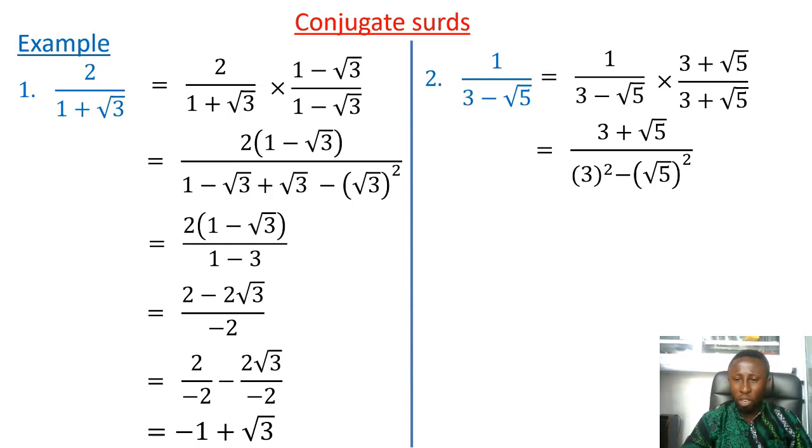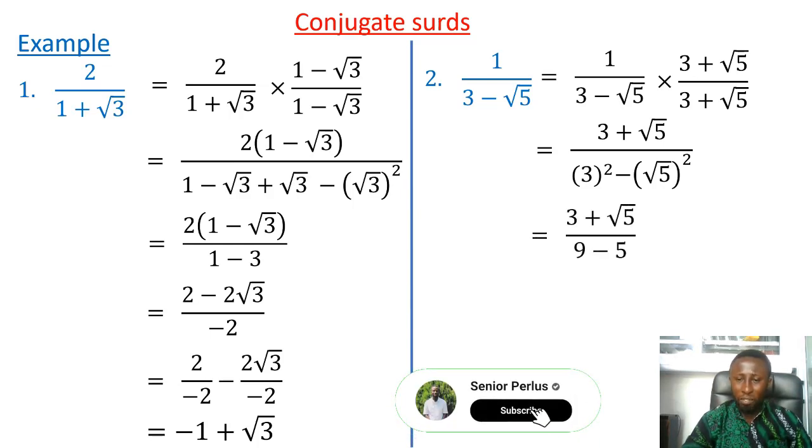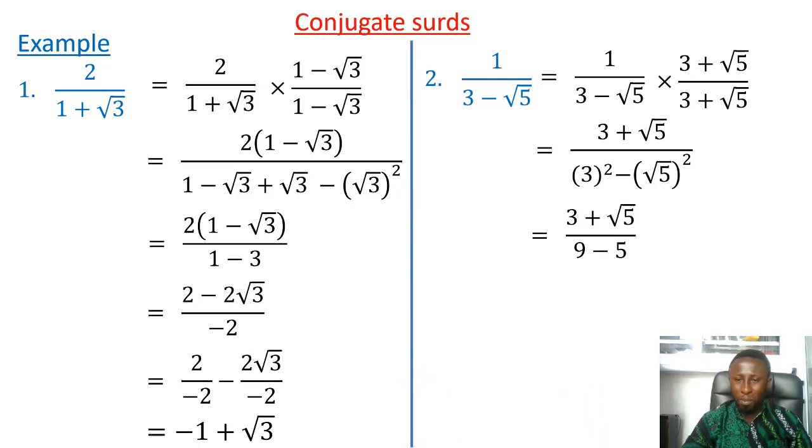So therefore, the square of 3 is what? 9, the denominator I'm talking about, and the root 5 all square is 5. So 3 plus root 5 out of 9 minus 5. Therefore, our final answer is 3 plus root 5 out of 4. We can still simplify further. This is the final answer. Good. So as easy as that. Let's continue with another example under conjugate of said.